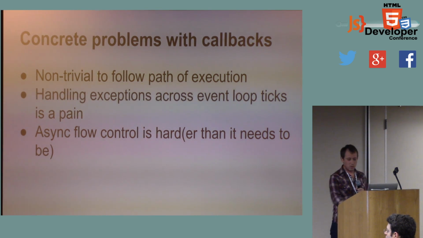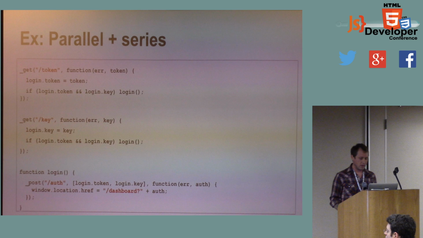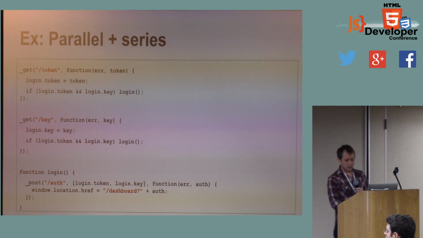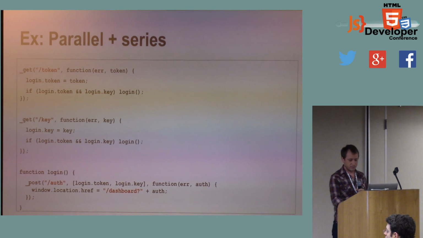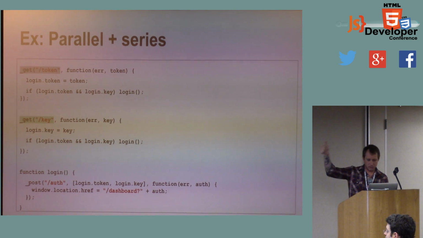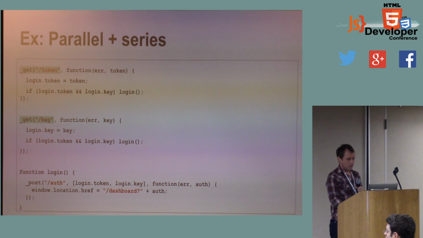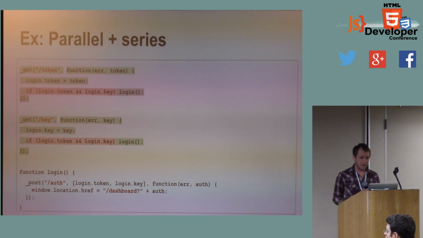async flow control is kind of a pain in the world of asynchronous callbacks, especially if you want to mix things that run concurrently with things that run in series. So this is just a vanilla JavaScript example of us doing two things at the same time, and then when their results come back, then we're going to do some things in series. So you can imagine that I'm going to do two asynchronous HTTP requests to get a token and get a key. When their data comes back from whatever remote system, I'm going to execute these callbacks.